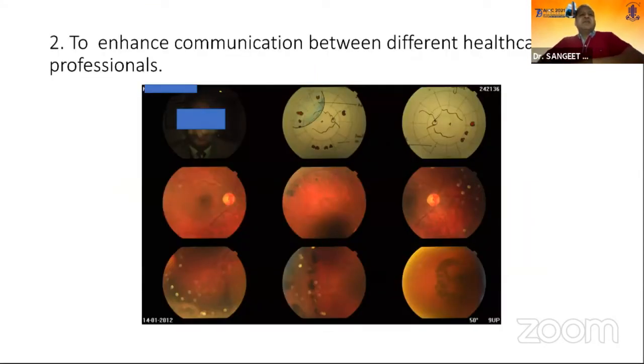The second important significance of fundus drawing before surgery is to enhance communication between different healthcare professionals. If you are associated with other people, you may discuss your cases with them. If you send a proper fundus drawing, take a picture of the fundus drawing, the other person may also be able to guide you on what is to be done. And it will be a better option rather than sending a fundus photograph, which won't give you such a good clinical picture. And in cases of media opacity, this fundus drawing becomes very important.